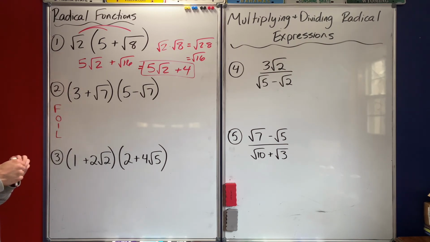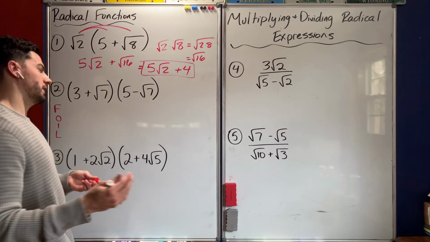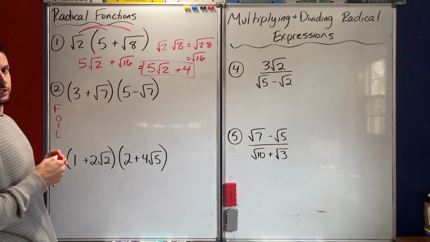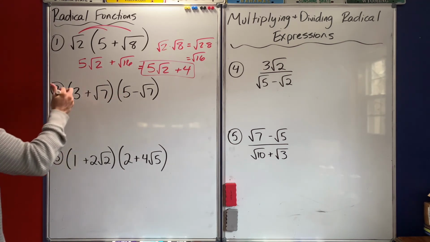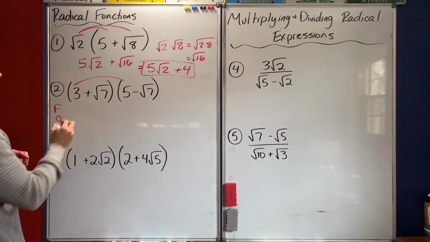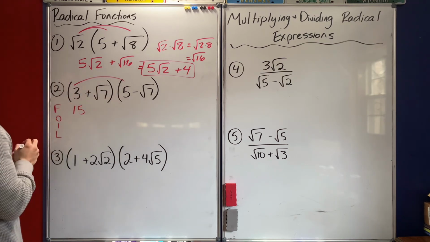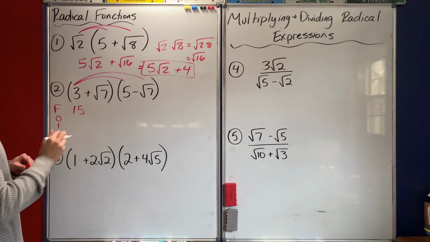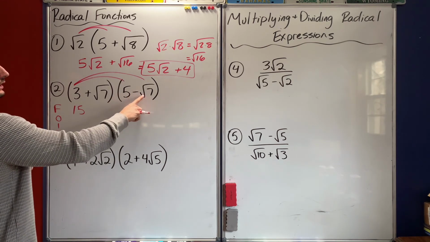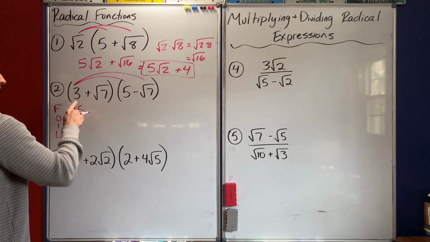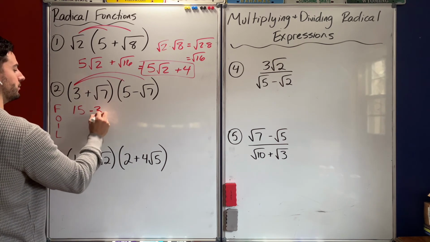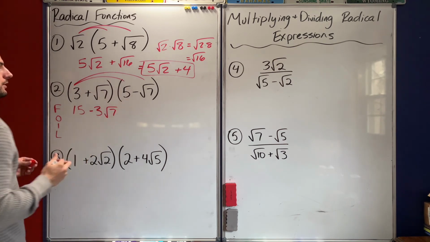Second one here, okay, again, I'm going to FOIL. It's the same rules, okay? We're just going to have some radicals in here to work with, okay? So again, first, 3 times 5, 15. Outer, 3 times negative, you think of this as negative 1 square roots of 7, okay? So 3 times negative 1, negative 3, and then you just put the square root of 7 after that.